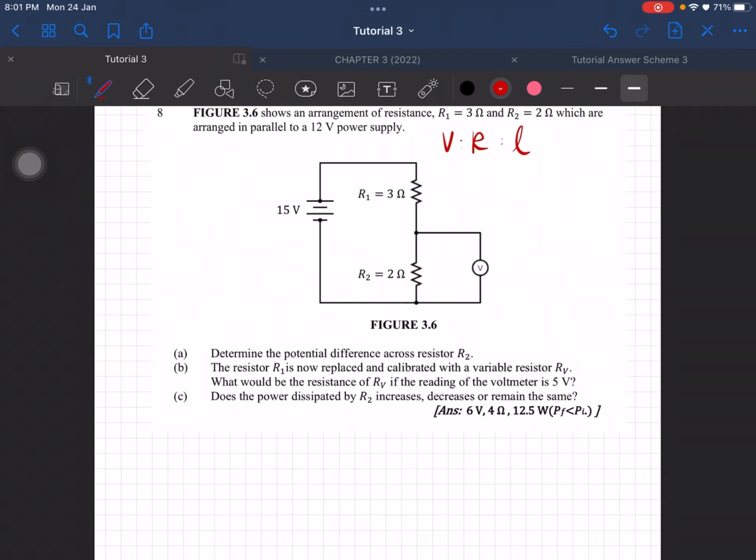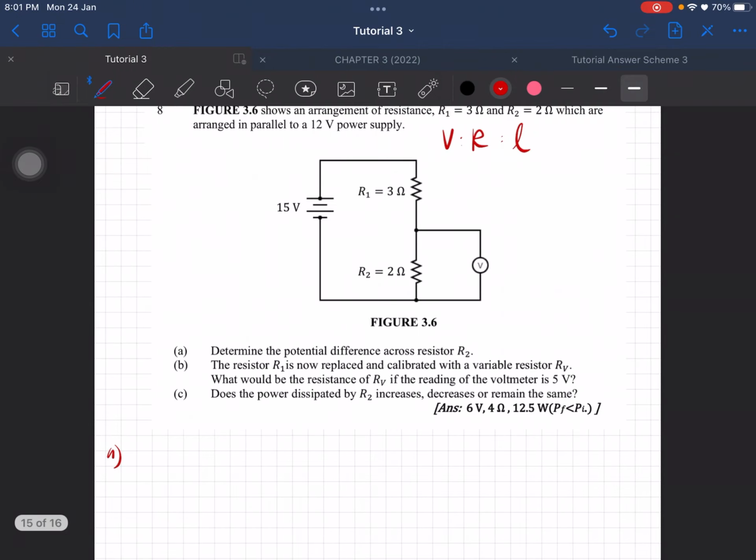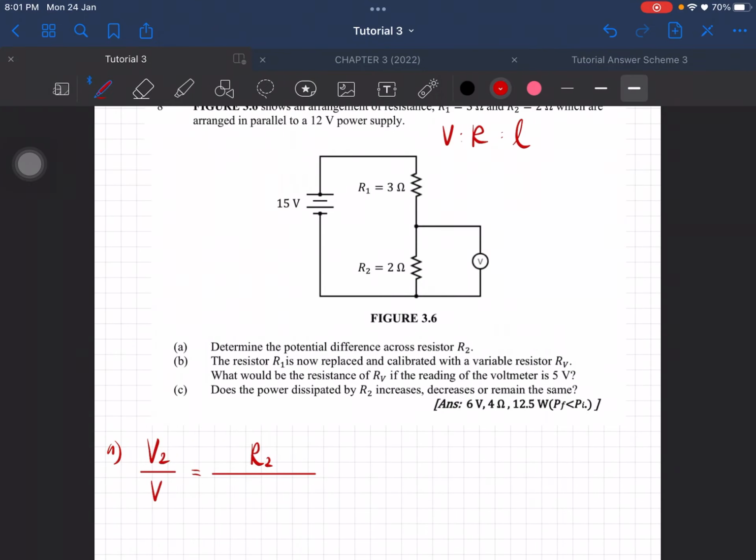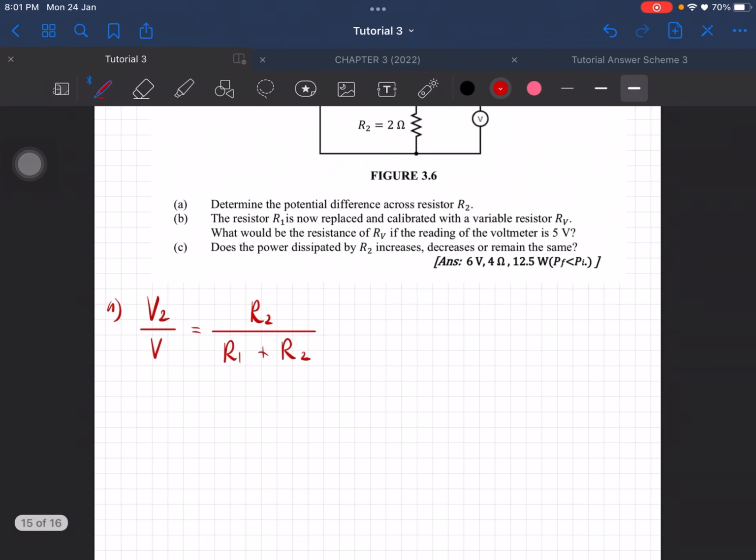So what we can do is apply the potential divider. V is the voltage that we are looking for, which is V on resistor 2, over the total supplied voltage, which is just V, equal to the resistor we are trying to calculate, which is R2, over the total resistance, which is R1 plus R2. From here we are looking for the potential difference across resistor 2.